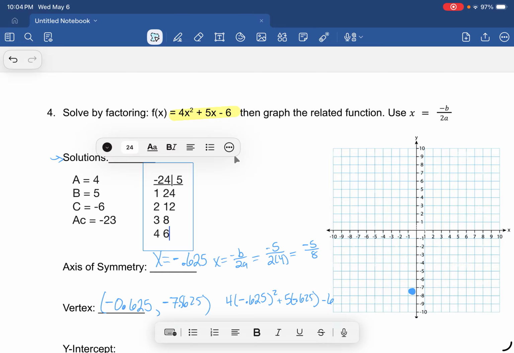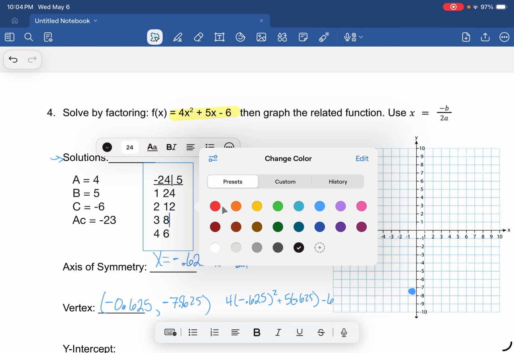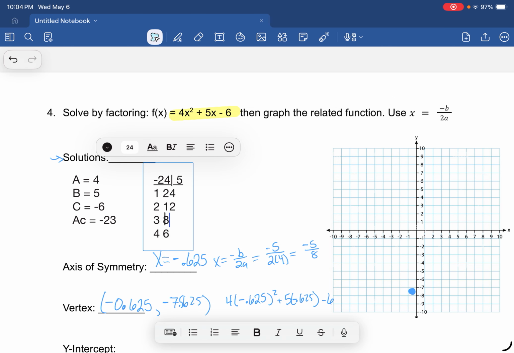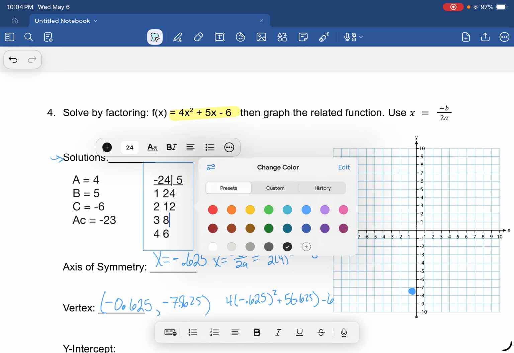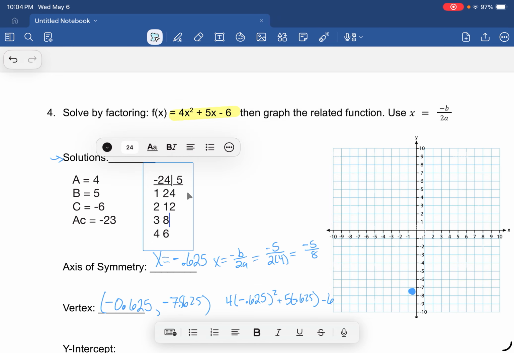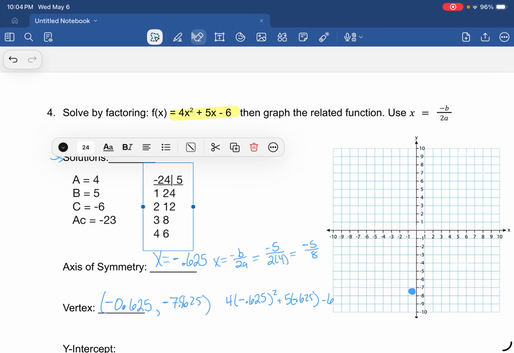Now, because AC is negative, one number is positive, one number is negative. What I am going to use is these two numbers. I want 3 and 8. And what I am going to use is positive 8 and -3. Those two numbers will add to my positive 5.